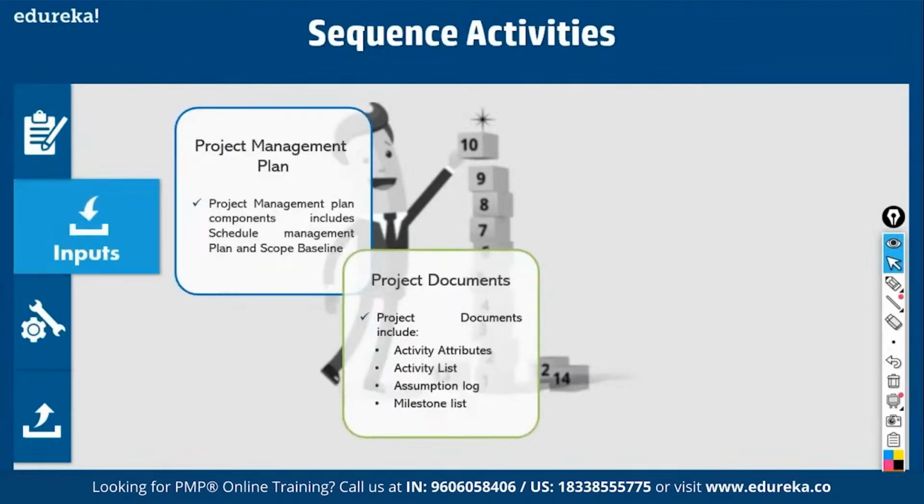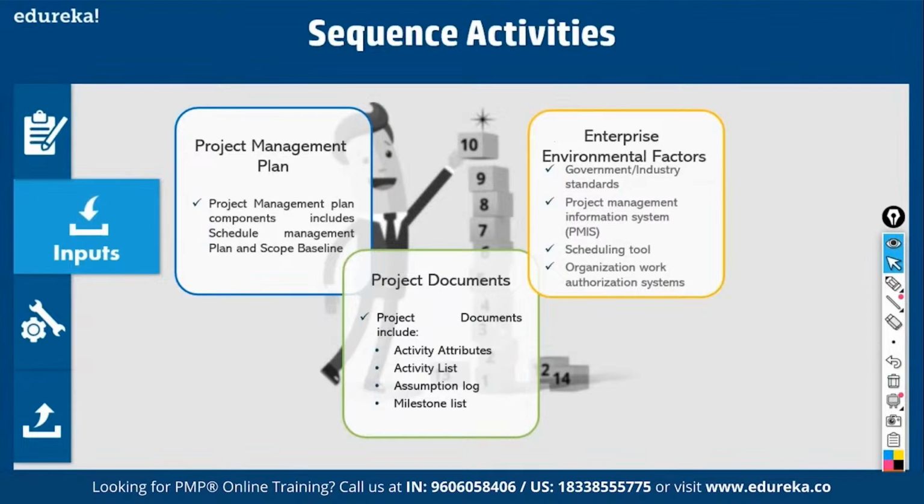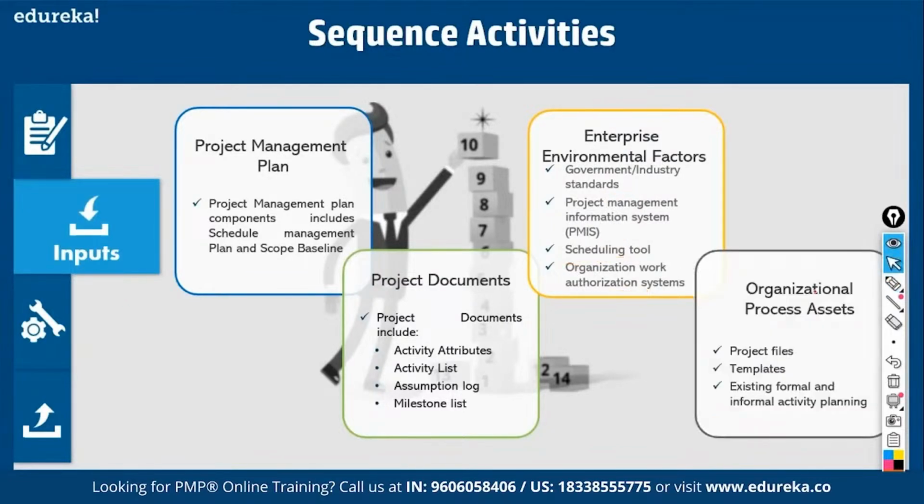The project management plan tells you how to decompose the scope baseline into activities and how to sequence them. What are the project documents you require? You require a list of activities to be sequenced, their activity attributes, and the assumptions and milestones. Then enterprise factors, any PMIS. What is a PMIS? Any scheduling tool or sequencing tool that you use. Any work authorization system. If there are any government standards, you have to adopt them. Then organizational processes, project files, templates, etc.